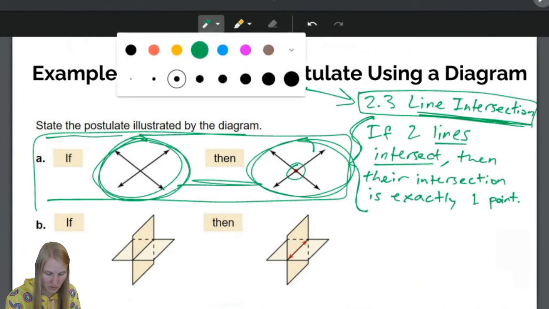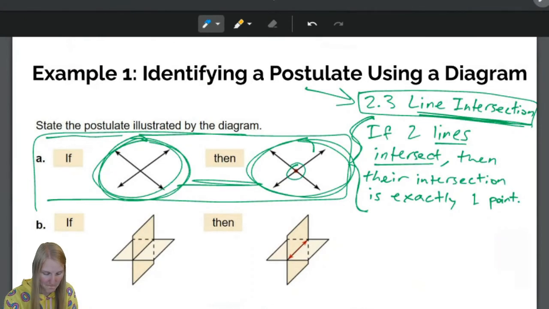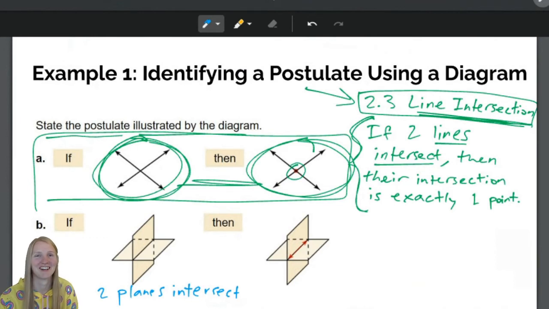Okay, let's do question B. I see two planes. This is a plane, and then there's another plane. So if two planes intersect, oh my goodness, intersect. You have no idea how hard it is to write on a computer screen. Maybe you do. Okay, but if two planes intersect, then I see they have this red line highlighted. So if two planes intersect, then this is, which postulate is this?